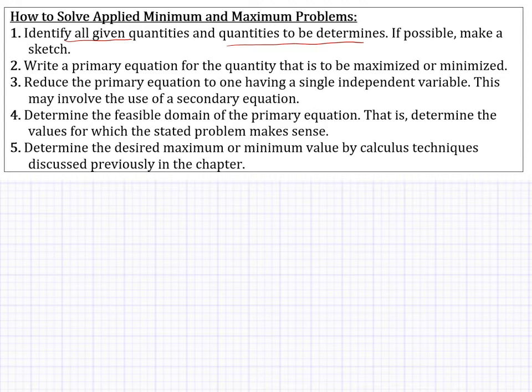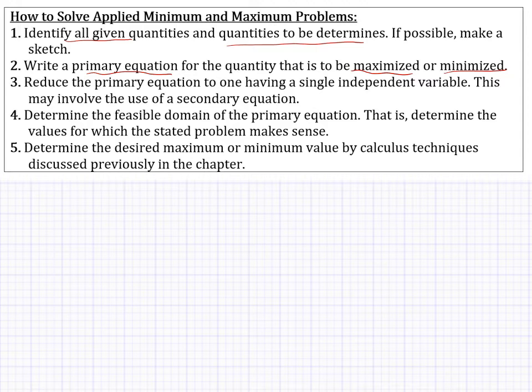Then you want to start to identify your primary equation. That's the thing that is going to be maximized or minimized. That's what you're trying to optimize. Find a maximum volume, least profit. Profit would be the primary. You want to find the greatest distance, least distance, etc. Distance would be the primary.